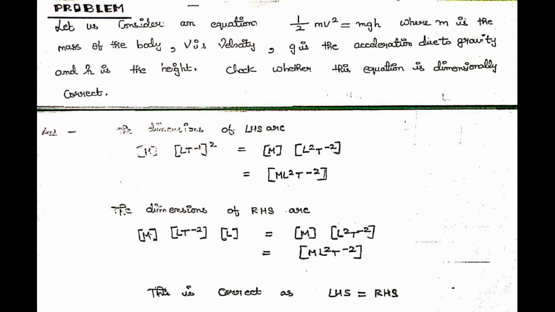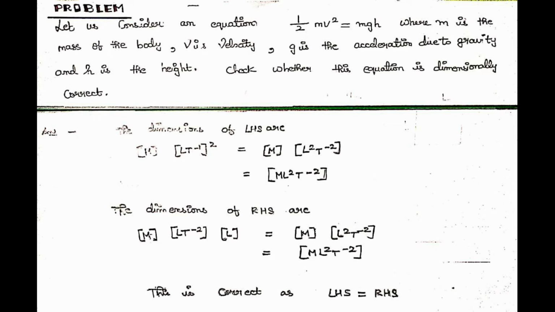In the second problem, we are given: let us consider an equation half mv square equals mgh, where m is the mass of the body, v is velocity, g is the acceleration due to gravity, and h is the height. Check whether this equation is dimensionally correct.